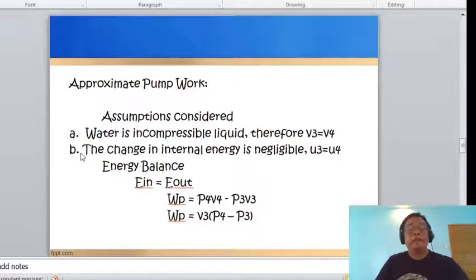So, again, energy balance, the pump work now equals the pressure at the boiler multiplied by the specific volume minus the condenser pressure multiplied by the specific volume. And since there is no change in specific volume, we replace v4 by v3. Or simply, pump work equals the specific volume multiplied by the change in pressure between the condenser and the boiler.